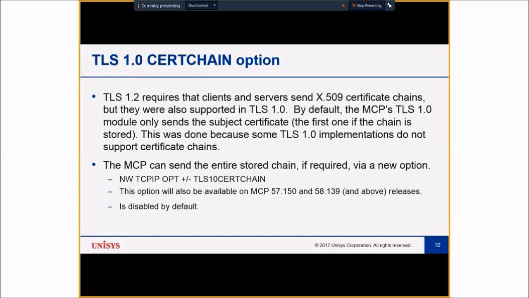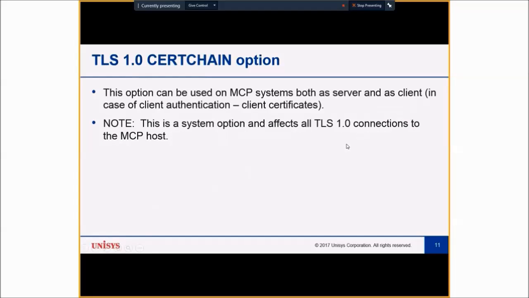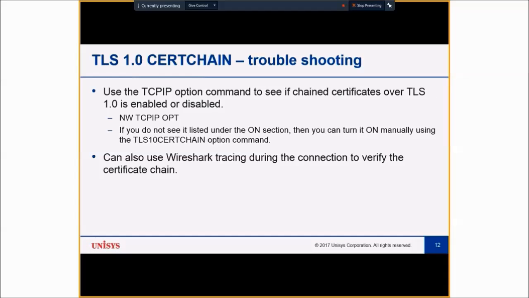This option is also backward compatible. It's available in the 5.7 and 5.8.1 releases, and you can use the same TCP/IP option command to turn it on and off. With respect to troubleshooting, it's the same thing again. Use the option command, which usually lists what is present, what is turned on, and what features are turned off. So just nwtcp/ip opt will let you know if the option is available or not.